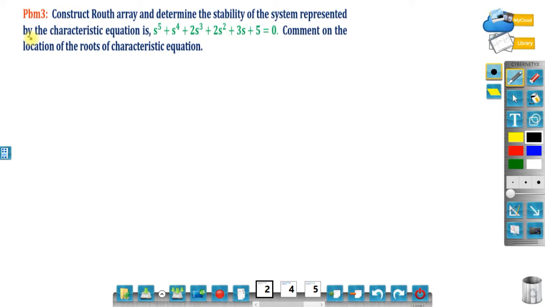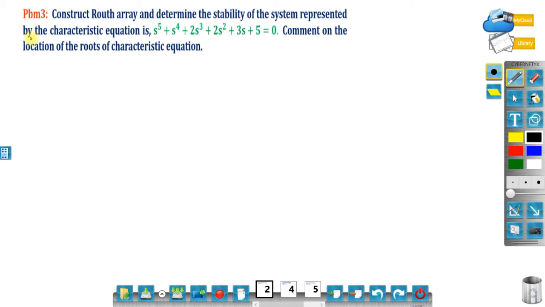This is problem number 3. Construct the Routh array and determine the stability of the system represented by the characteristic equation s power 5 plus s power 4 plus 2s power 3 plus 2s square plus 3s plus 5 equal to 0. Comment on the location of the roots of the characteristic equation.